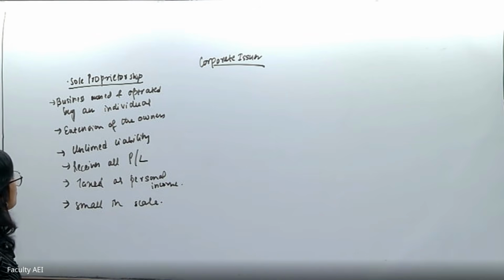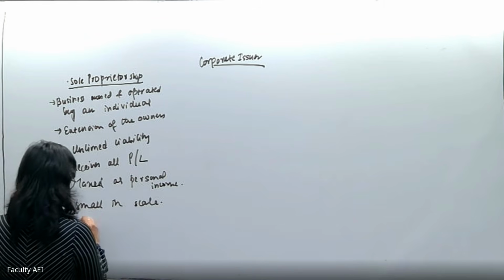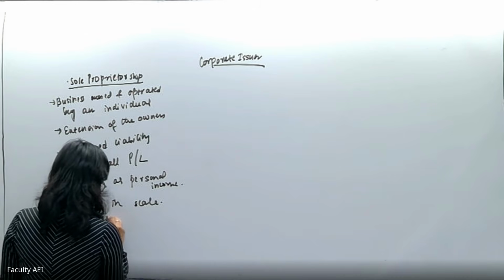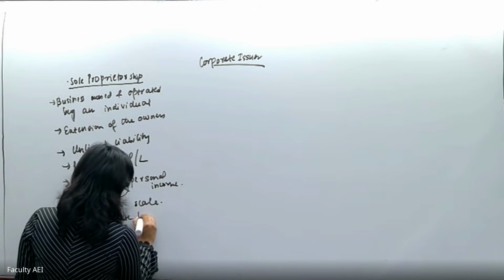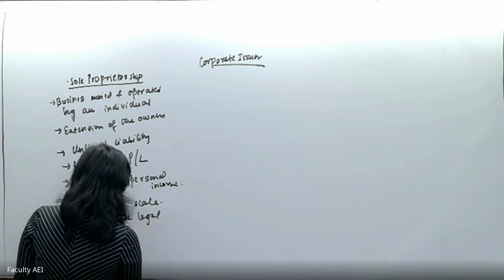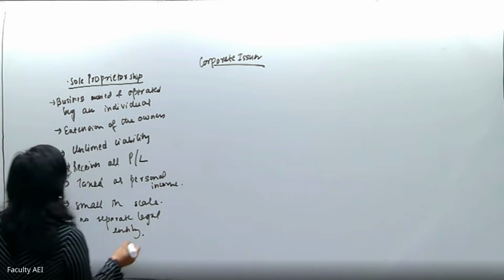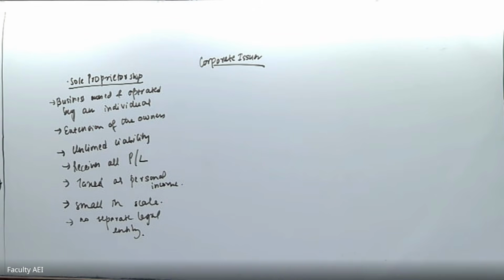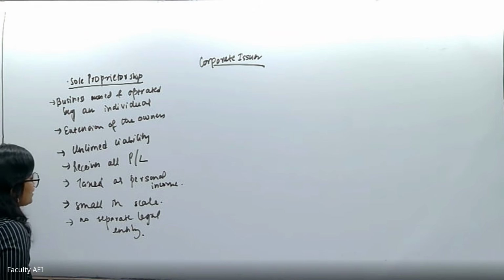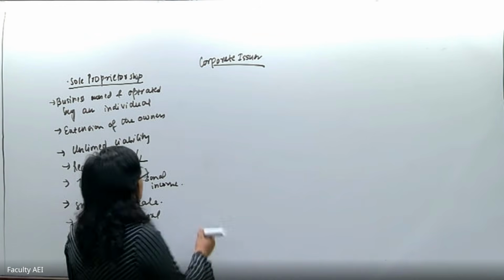They are businesses owned and operated by an individual. They do not have any separate legal entity. The organization is just an extension of the owner itself. The owner has unlimited liability and receives all the profits and losses, which are then taxed as personal income.